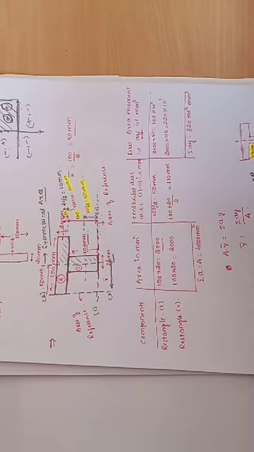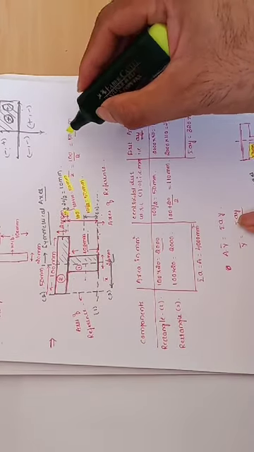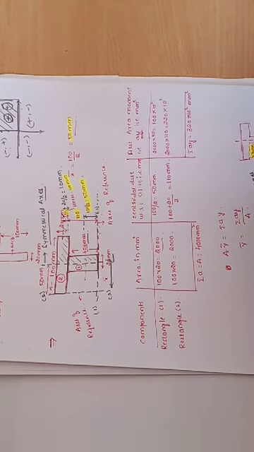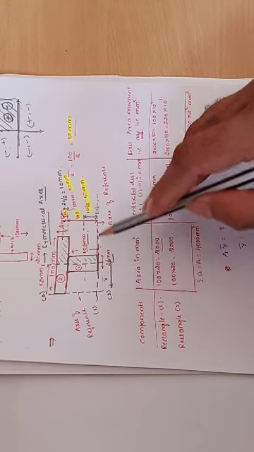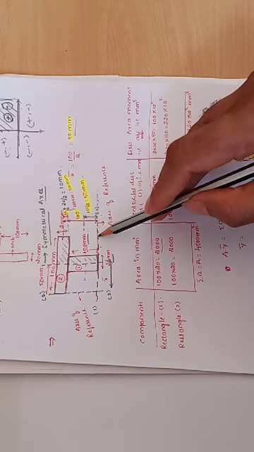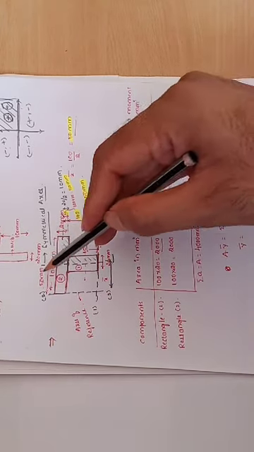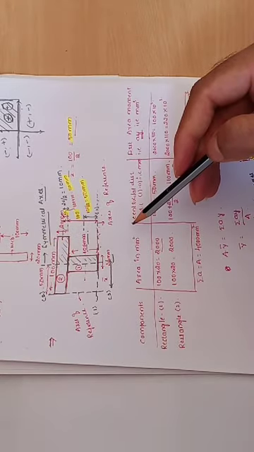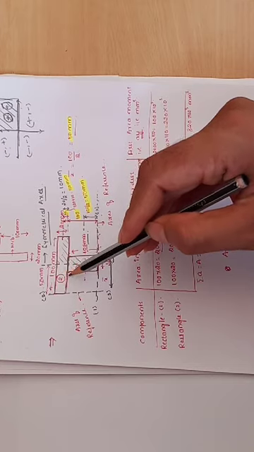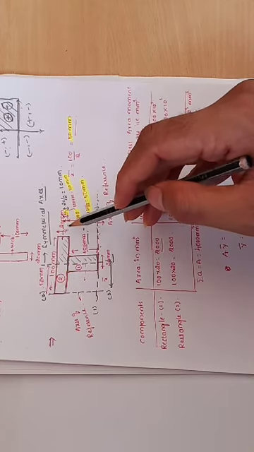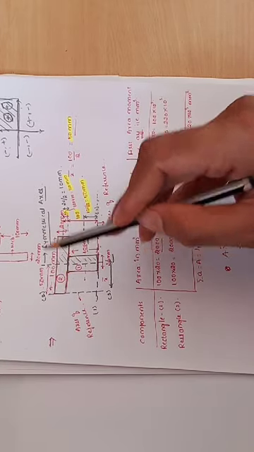So here I got 50 millimeter. And the next thing: the second one, with reference to 1 axis. If you look at this entire section, I can divide this into 2 rectangular components, rectangle 1 and rectangle 2.